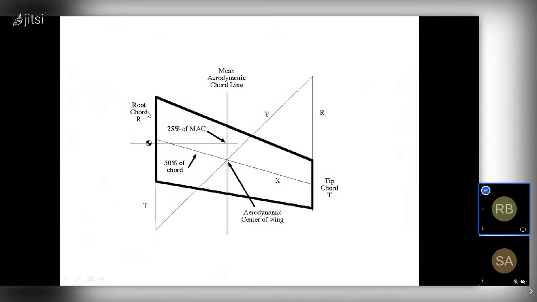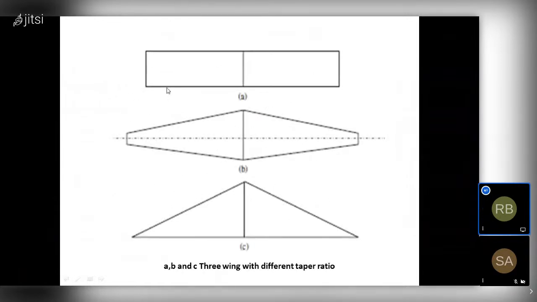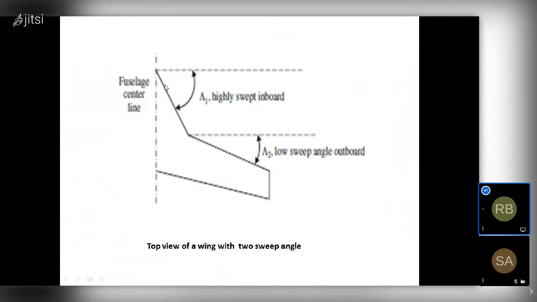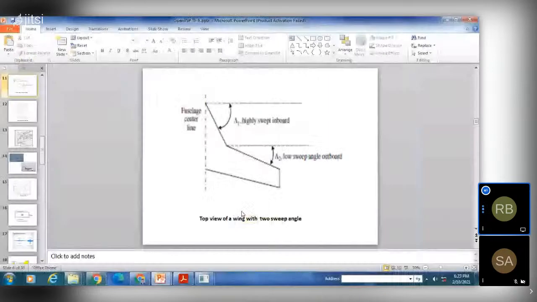These parameters are the aerodynamic center of the wing, tip chord, root chord, and which type of wing we want to design, whether a rectangular wing, tapered wing, triangular or delta type of wing. So we have these three wings with different taper ratios. And this is our top view of a wing with two sweep angles, the first sweep angle and the second sweep angle. If you want to design such a wing, you can design it by using OpenVSP.